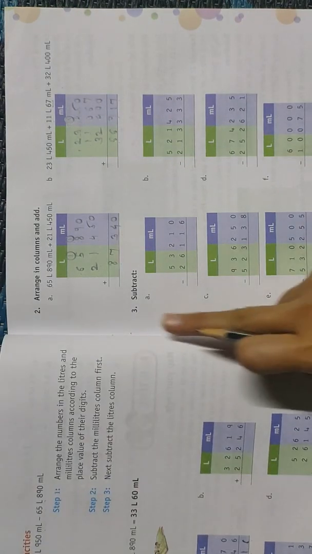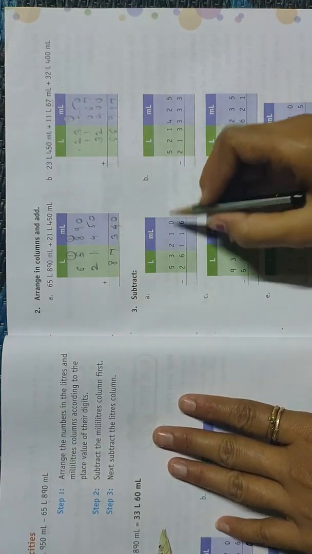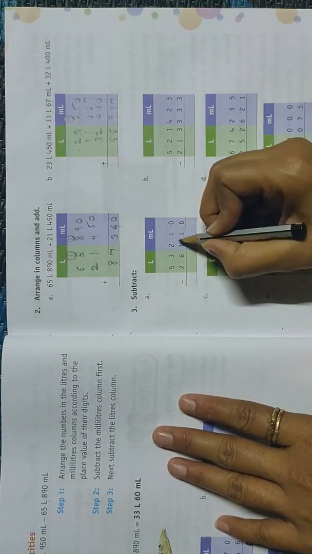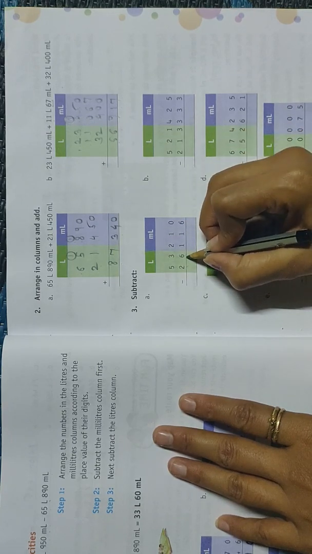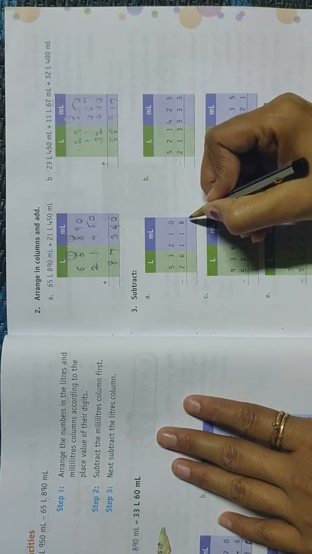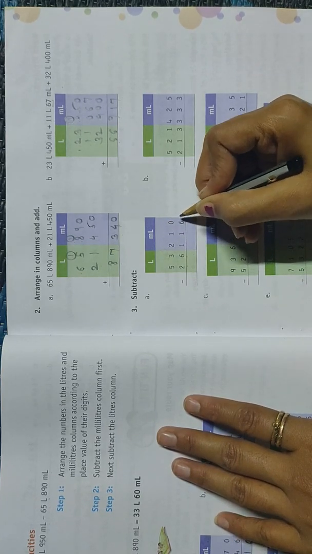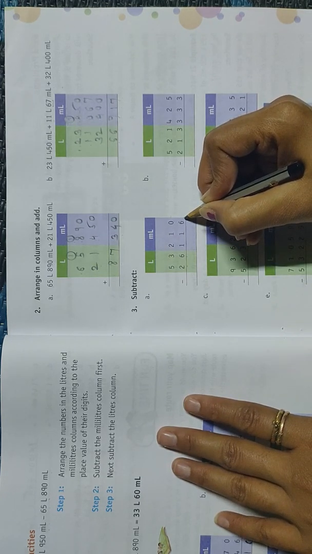Now next question is subtraction. So first we'll see 53 liters 210 milliliters, minus 26 liter 116 milliliters. Starting from ones column of milliliter, 0 minus 6. Now first number is not bigger than second number, so subtraction is not possible. So what we have to do, we have to take a borrow from it next.